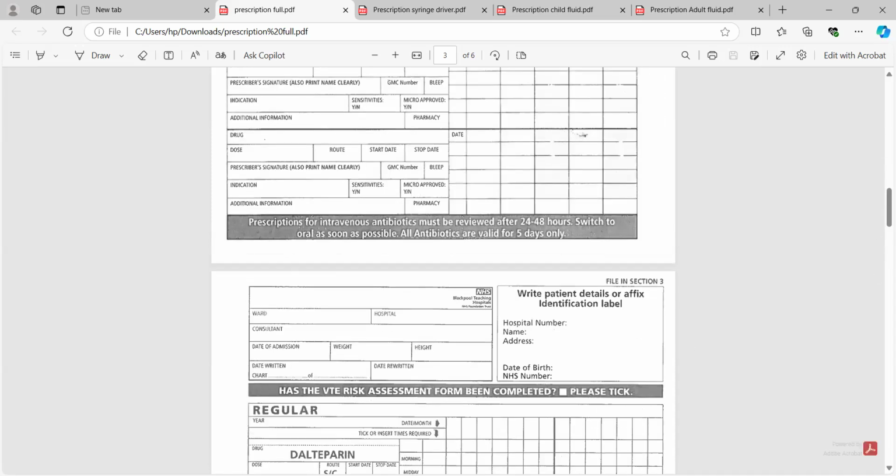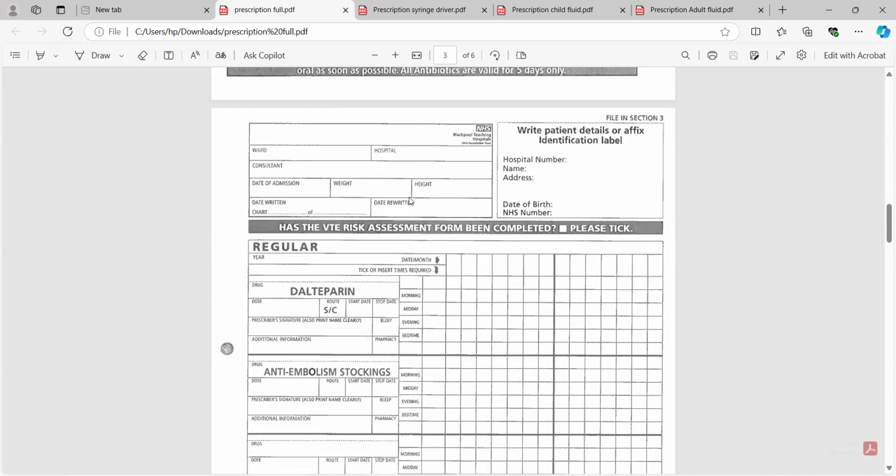For regular medication, this is the third page. Another important thing is that there's a patient identification label here and the ward and hospital detail over here. So you have to keep in mind that there are usually 2 pages where you have to write the details or affix the patient detail, which is the first page and the second page. In case you have to write a fluid prescription or syringe driver, you have to use 3 identification labels on the prescription chart. Okay, which I will show.